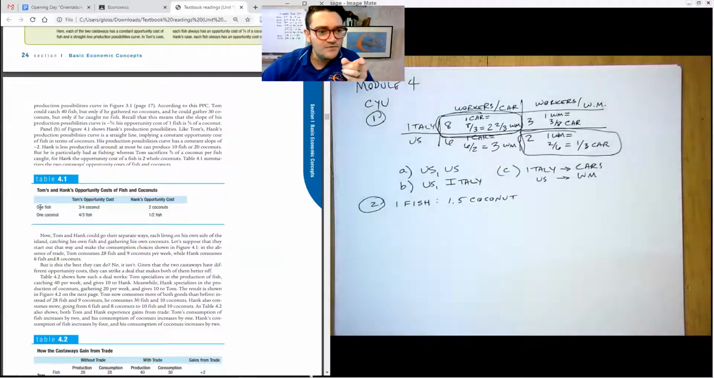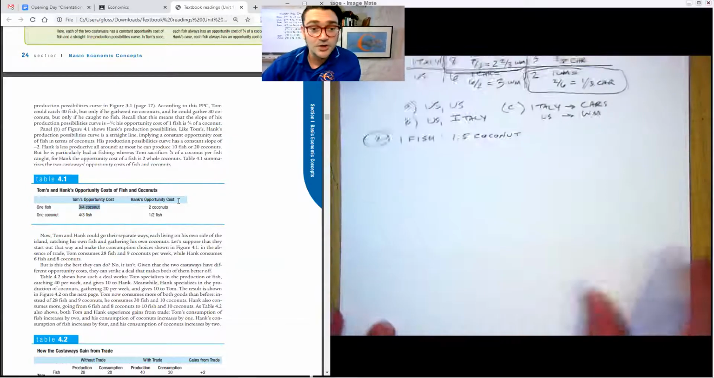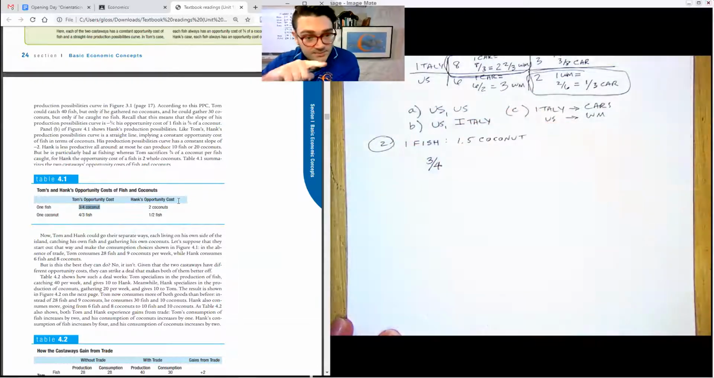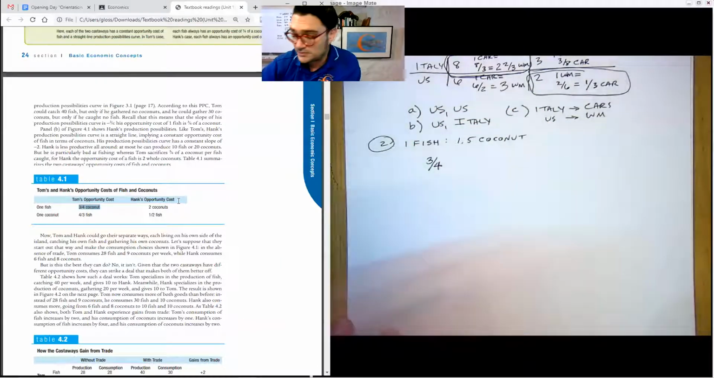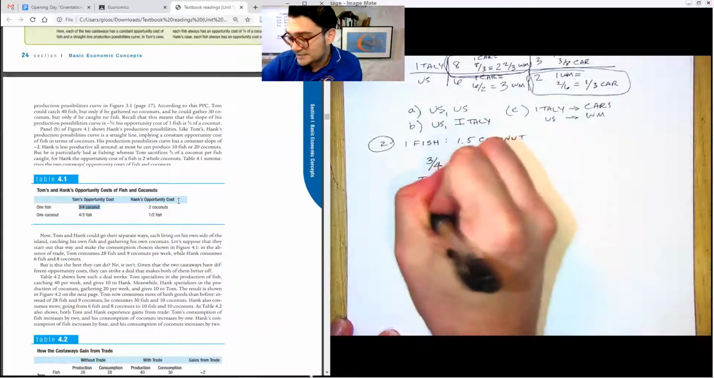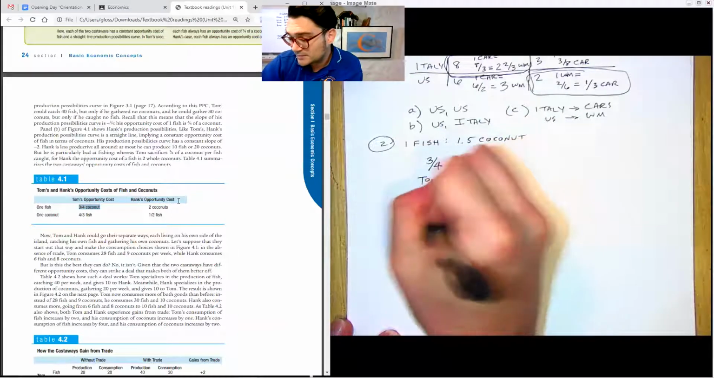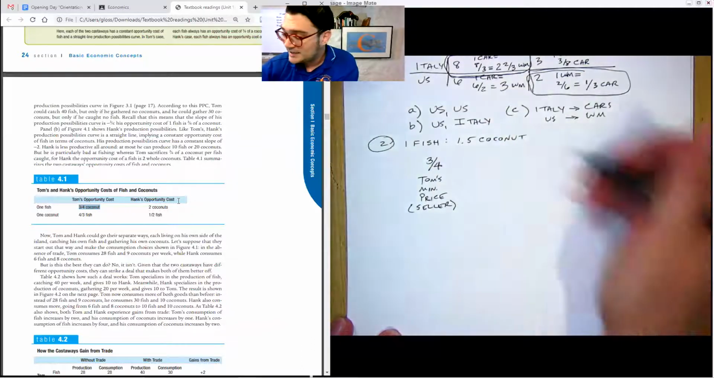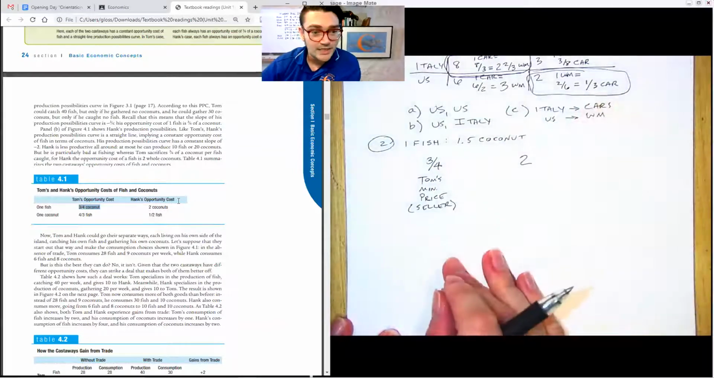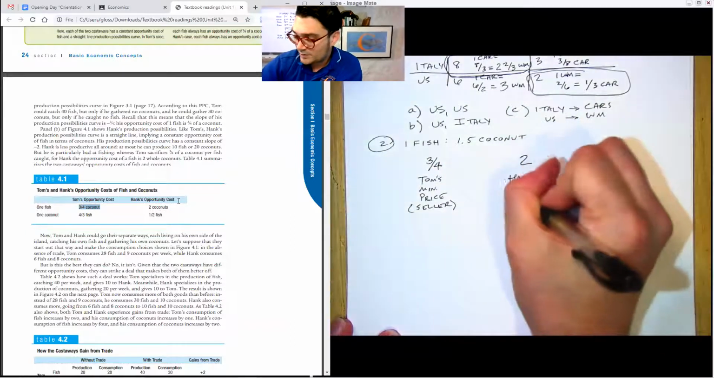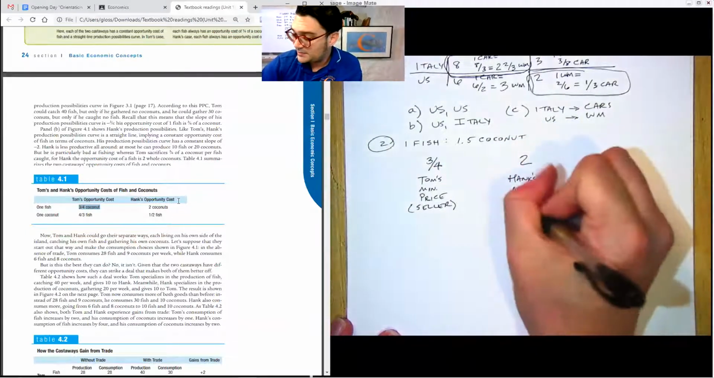So let's look, 1 fish over here, Tom's opportunity cost is 3/4 of a coconut. So we're going to write 3/4, and Tom's opportunity cost is lower than Hank's, right? So this is Tom's minimum price because Tom is the seller, right? Tom's the seller. That's the way to think about that. And over here, we're going to put 2, and that's Hank's maximum price, right? Because Hank is the buyer.